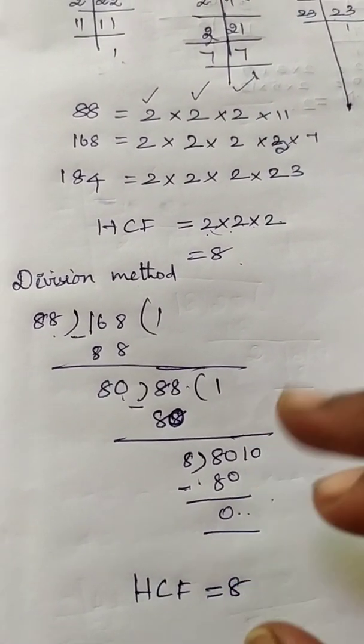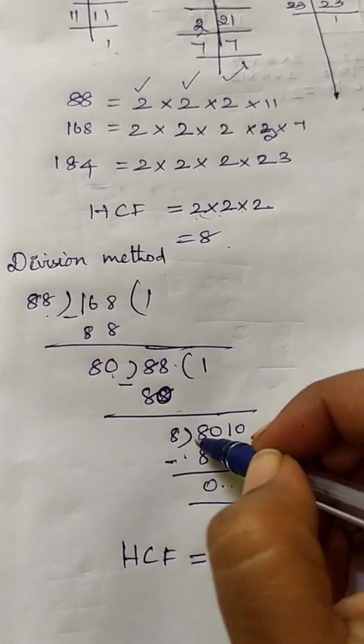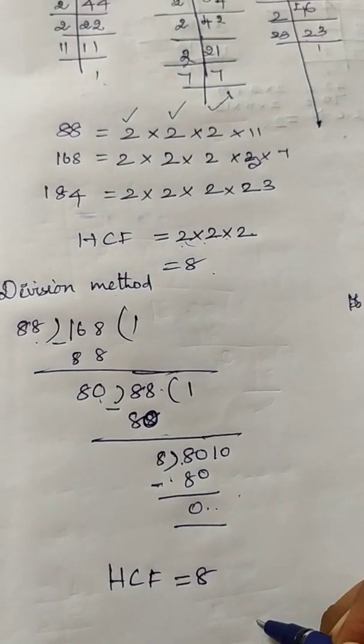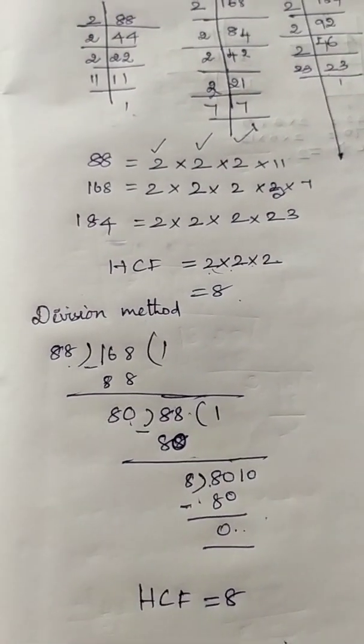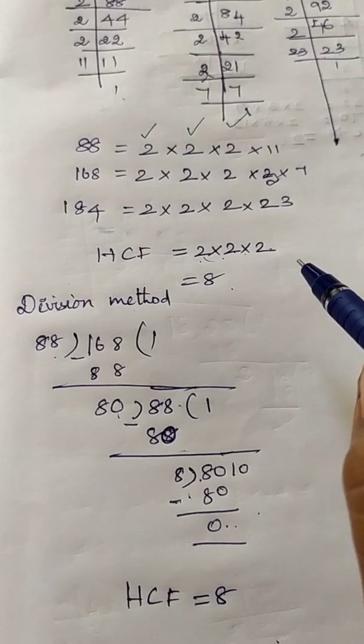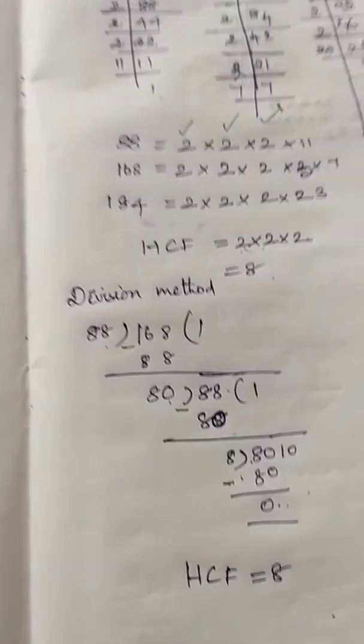With this, we stop these steps and select the divisor as the HCF. So the HCF is equal to 8. In both the methods, you are getting the HCF as 8, so your answer is correct.